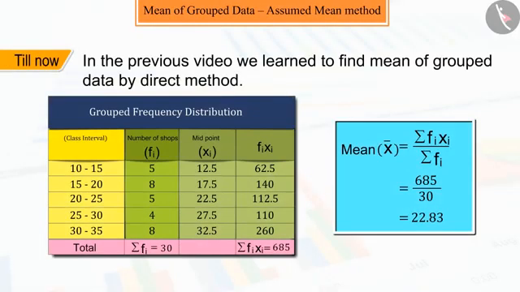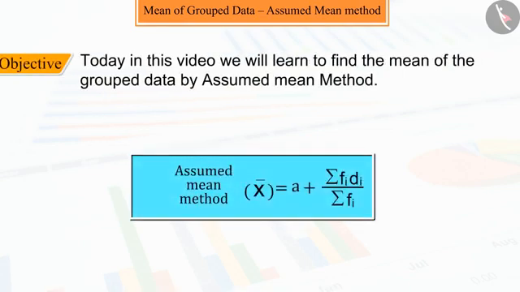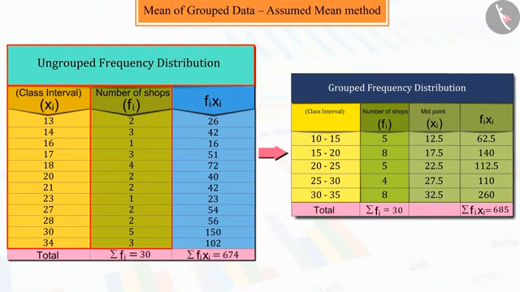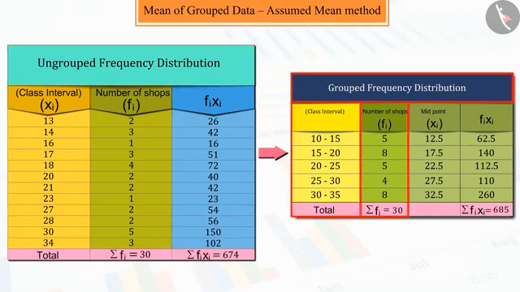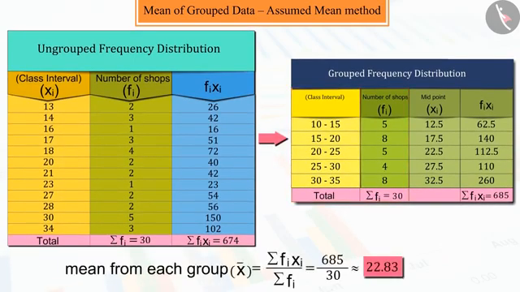In the previous video, we learned to find the mean of grouped data by the direct method. Today in this video, we will learn to find the mean of the grouped data by the assumed mean method. We know that due to vast data, we classify the ungrouped data into grouped data and by constructing the class size, find the mean by the direct method.